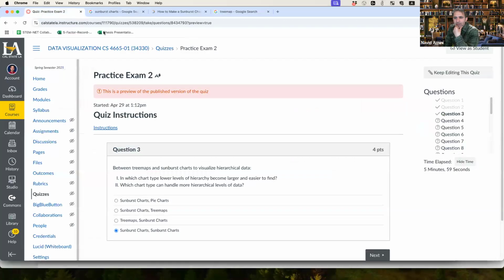And with this example, I'm justifying the answer to this. Which chart type can handle more hierarchical levels of data? It's sunburst charts because we don't initially decide the amount of real estate we have, which is not realistic, but conceptually it works.